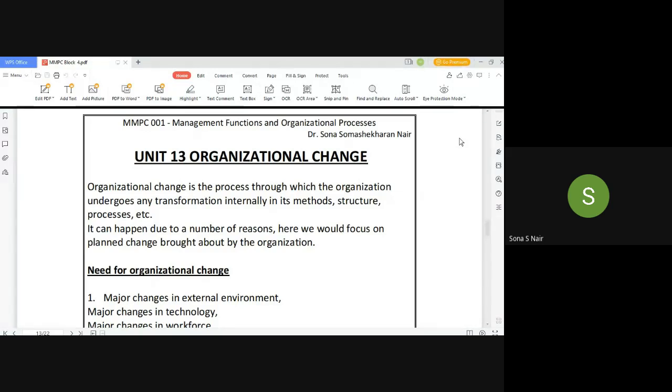Organization change is the process through which the organization undergoes any transformation internally in its methods, structure, processes, etc. It can happen due to a number of reasons. And here we would focus on planned change brought about by the organization. There could be certain things which are unplanned and which the organization has to handle. But here we are talking of the planned change. So for example, if there's a threat to the existence of the organization, that is unplanned, and we are not looking at that kind of change right now. We are looking at the change which is planned, okay?